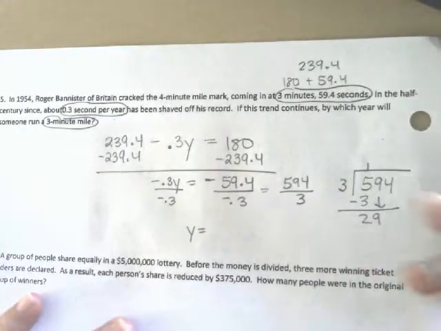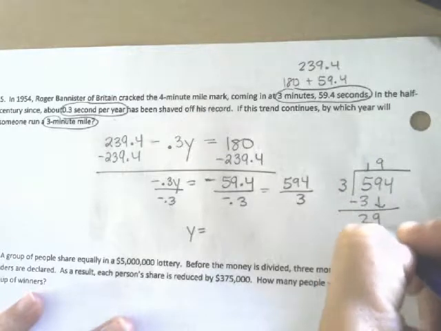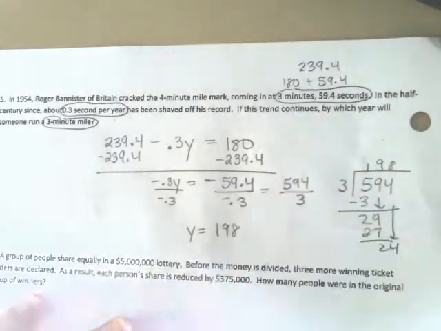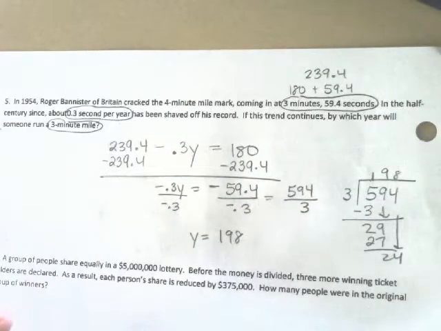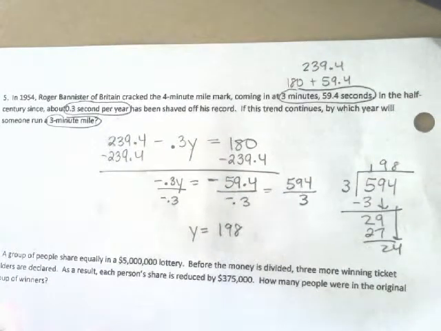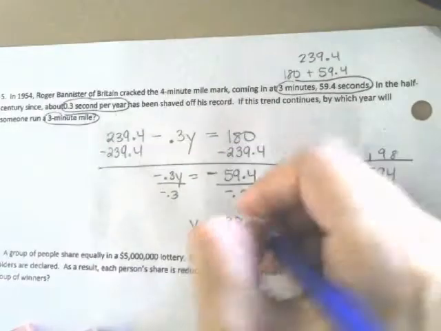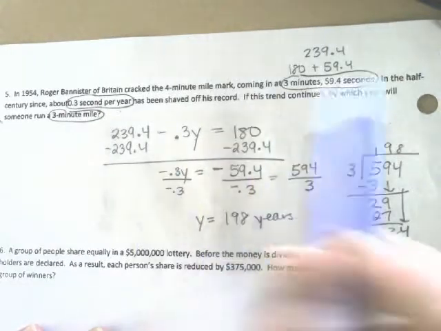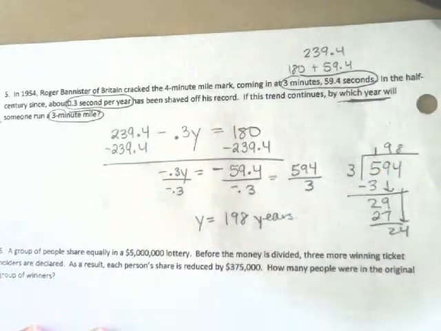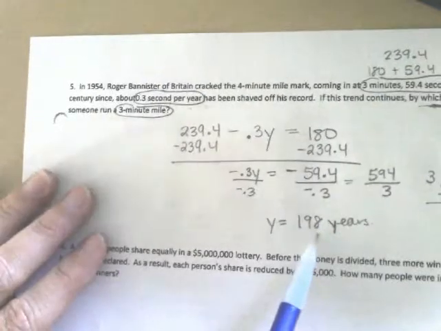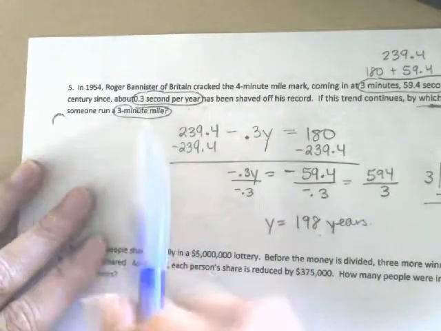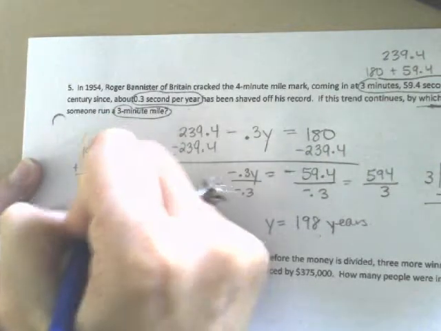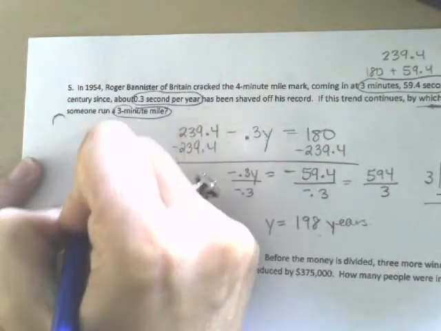So 3 goes into 29, 9 times, 27, 2, 4, 3 times 8, 198. So 198 years, which would, make sure you answer the question, by what year? So we're 198 years after 1954.